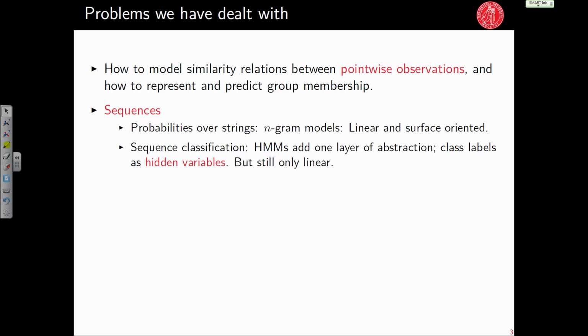And then from there we moved to sequence classification, and that's where we added this abstract layer, this hidden layer of information. In our case, that was the lexical categories or parts of speech tags, verbs, nouns, adjectives, etc. And we used hidden Markov models to represent these hidden sequences. Again, here we're still talking about sequences, so our data structure is linear in the sense that we have a sequence of observations and a corresponding sequence of states.